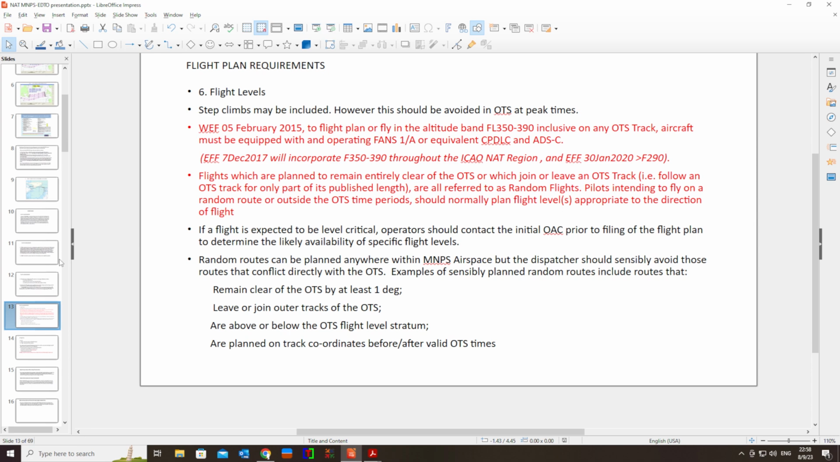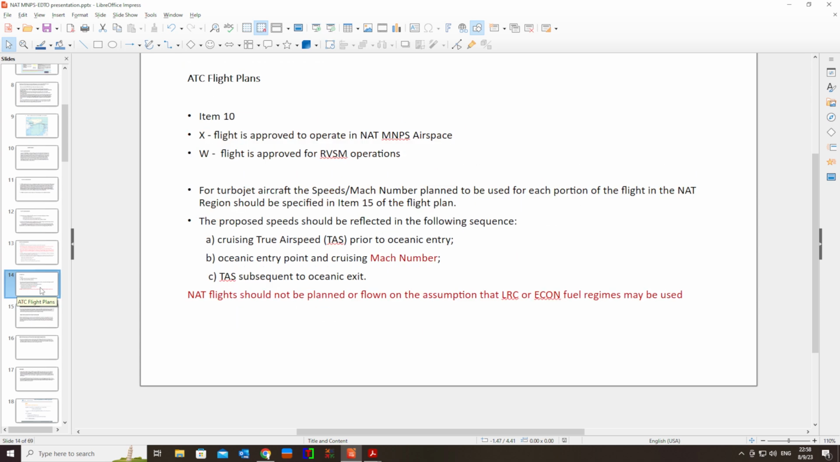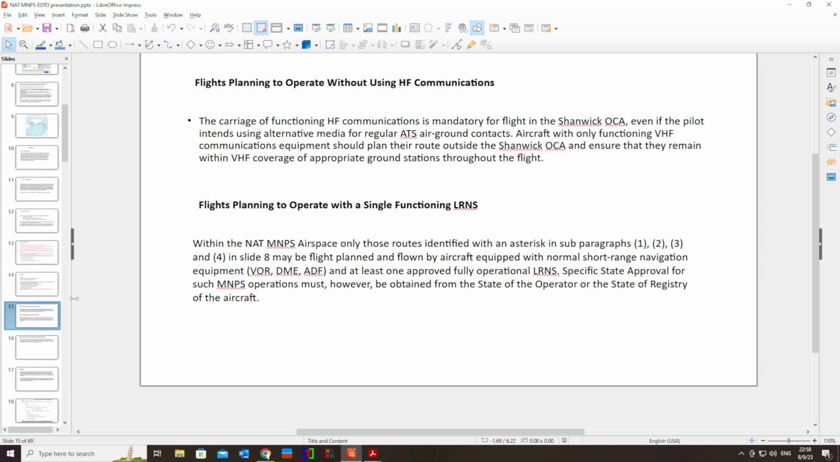Flight levels and step climbs, still we are outside of that, but I'm just going through. We can talk in more detail of what we have to do as dispatchers, and then obviously when we are flying with our preferred aircraft, what we have to take under consideration.